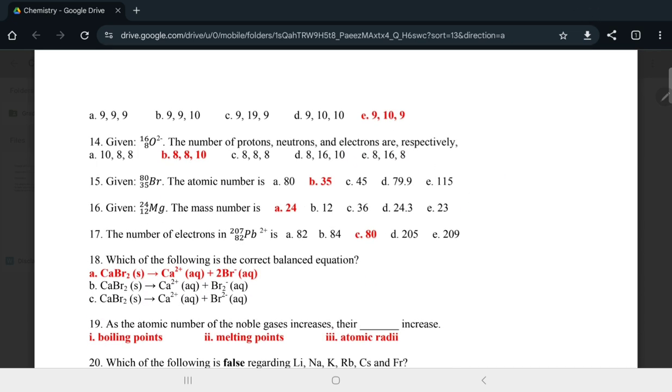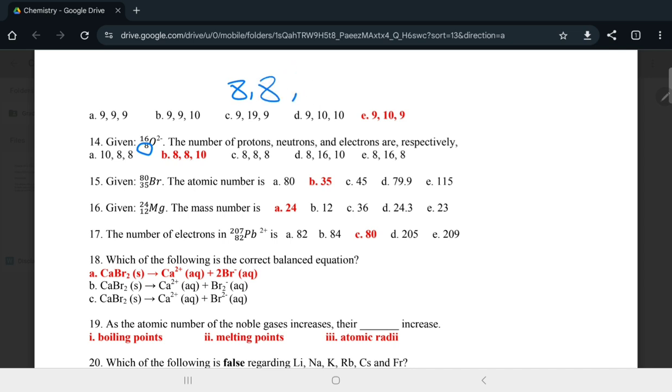Given this oxygen atom, or here it's a charged ion, it's an anion, give protons, neutrons, electrons. What's the protons? It's 8. It's the number on the bottom, the atomic number. What's the neutrons? It's 16 minus 8, the mass number minus the atomic number, the protons. 16 minus 8 is 8.